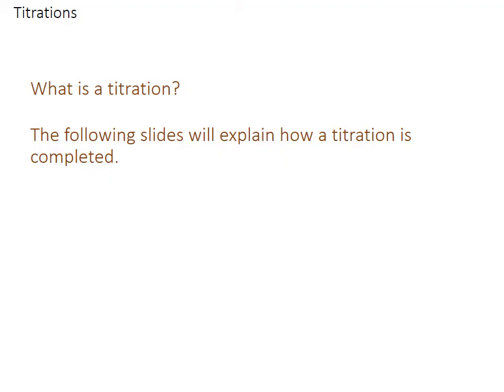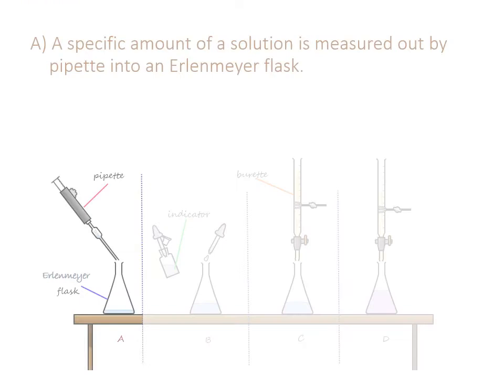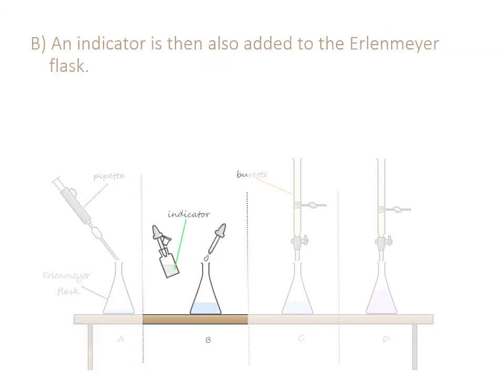What is a titration? The following slides will explain how a titration is completed. A specific amount of solution is measured out by pipette into an Erlenmeyer flask. An indicator is then also added to the Erlenmeyer flask.